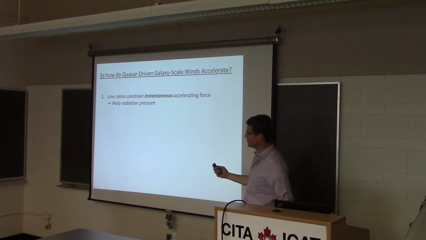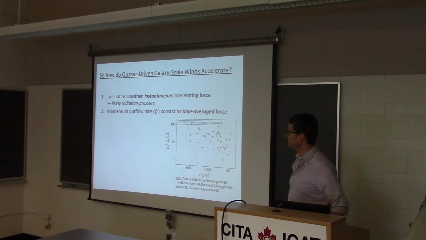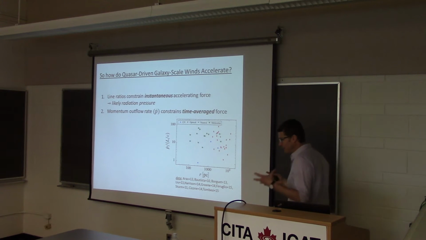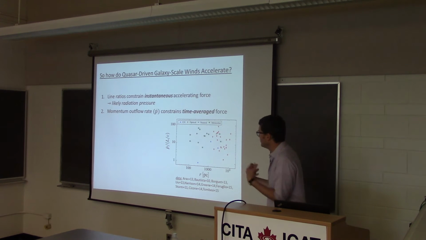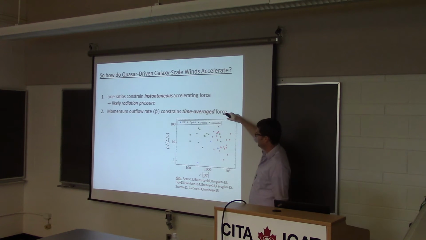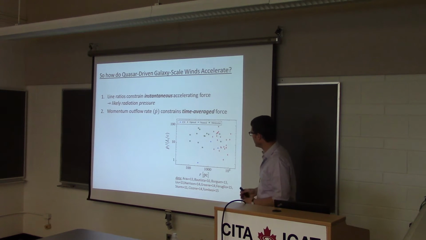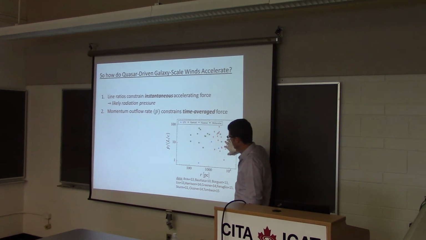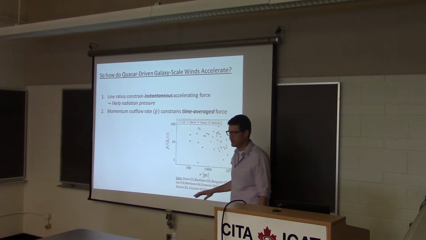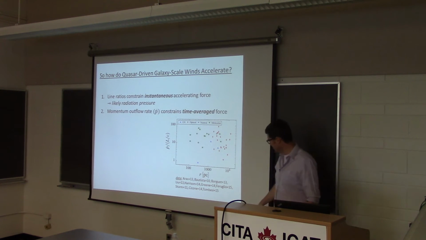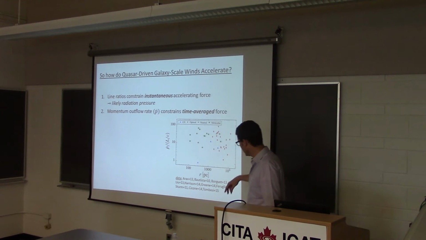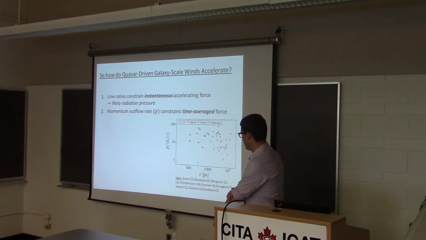But we have another observable of these winds, and that is the momentum outflow rate. The momentum outflow is, of course, the integration of the accelerating force, and the momentum outflow rate is simply the time average force. Now, many studies have measured the momentum outflow rate in these winds. And you can see that the values that they get are between, say, 10 and 30 times L over C. These studies were led by Nadia Zakamska and Jenny Green and Nachum Arav.